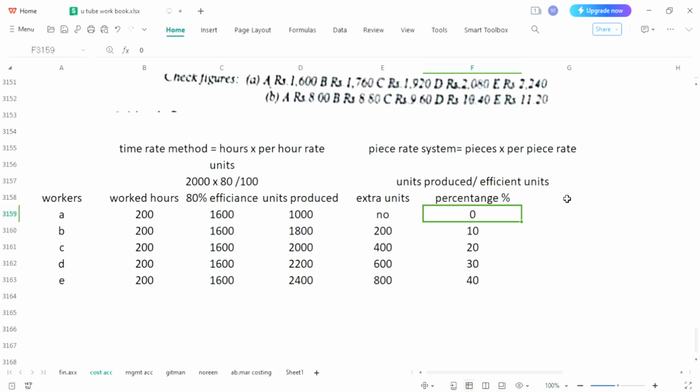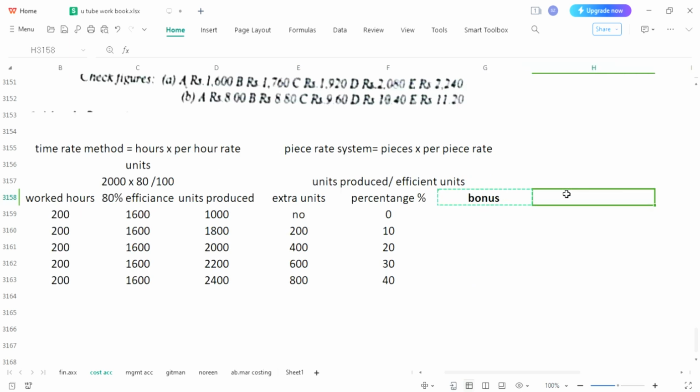Now you will calculate the amount of bonus as well. How would you calculate? But before that you need to get your normal wages as well. So we will calculate bonus in the next column. Here you will calculate their normal wages. How will you calculate?